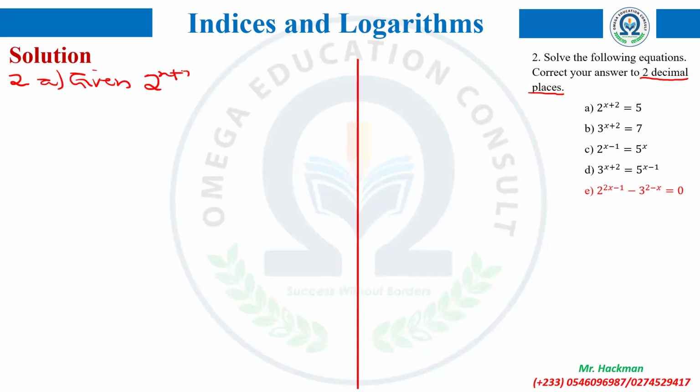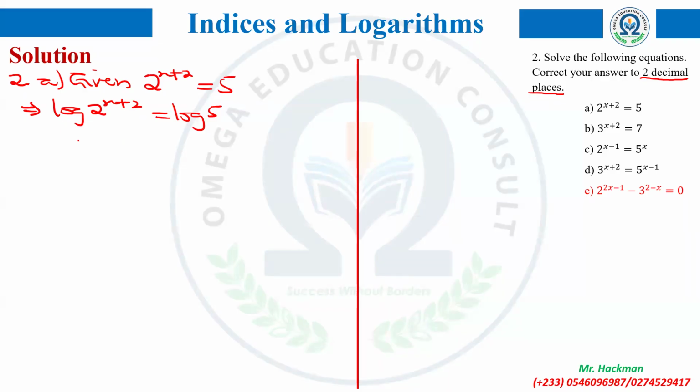So x plus 2 is the exponent, is equal to what? 5. Again, there is no way we can write the bases to be the same. So what do we do? We take log of both sides, common log. So log to the base 10 of 2 to the power x plus 2, and that will be equal to log 5. So with this one, the whole of the exponent will come down. Am I right?